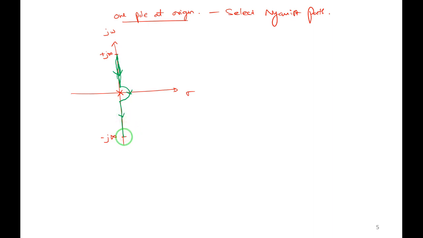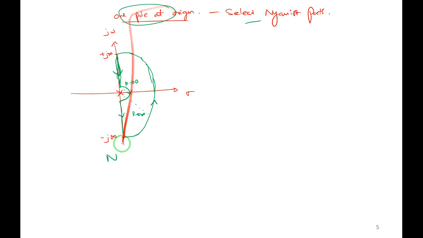Then it will form a huge semicircle whose radius is infinite. D shape it should come, D shape, right? So it will go here like this, whose radius is infinite, right? This radius is infinite from here to here. So R tending towards infinity, and the radius of this small semicircle, R tends towards 0, right? So this is the Nyquist path. So how to select the Nyquist path? Whenever there is only one pole at the origin, this is the Nyquist path. I hope you are getting this.